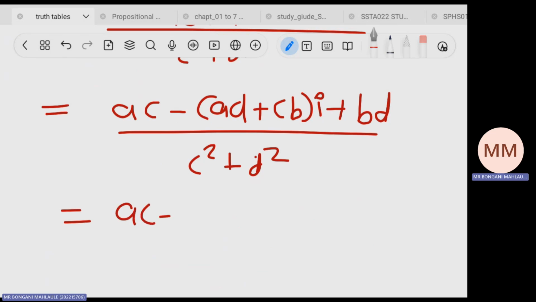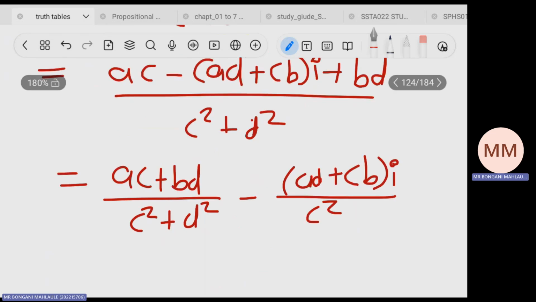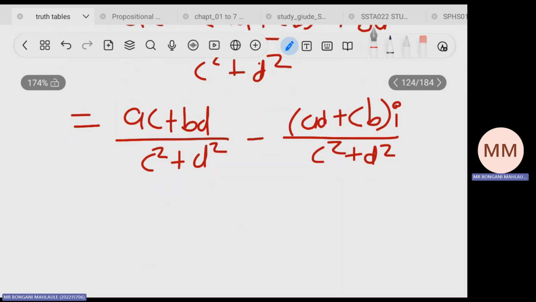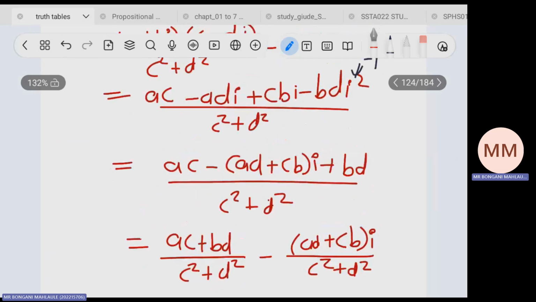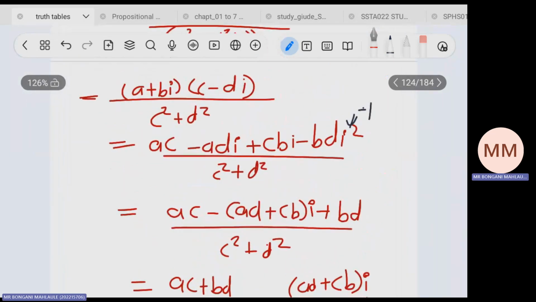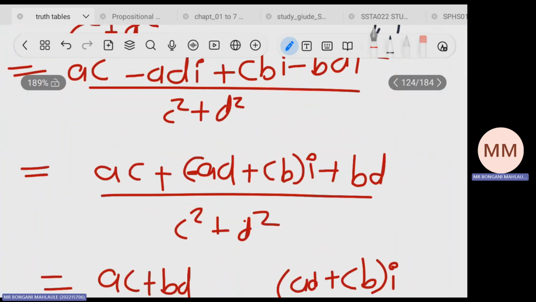And finally, this will be ac plus bd. So I'm going to separate the real number with the real numbers, and then the imaginary part with this. So I'm having this basically. So we can clearly see, now clearly see, and this will be plus, and then we can put the minus here.